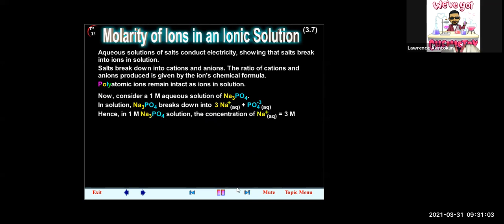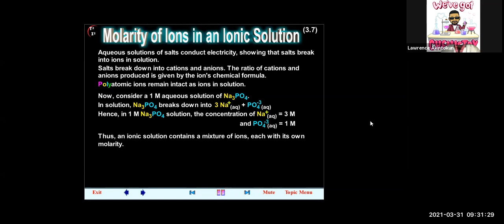Hence, in 1 molar Na3PO4 solution, the concentration of Na+ (aq) is 3 molar, and PO4^3- (aq) is equal to 1 molar. This is very important when you break down the ions. The number of moles determines the concentration of those ions in the solution. Thus, an ionic solution contains a mixture of ions, each with its own molarity.